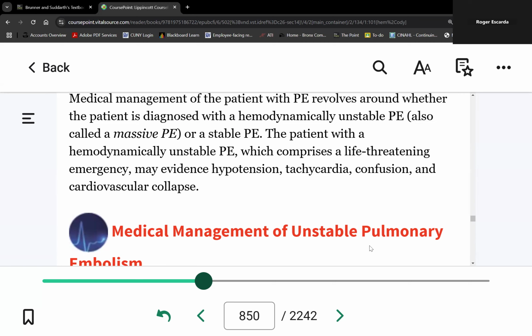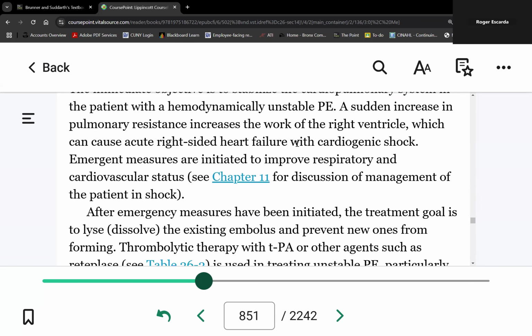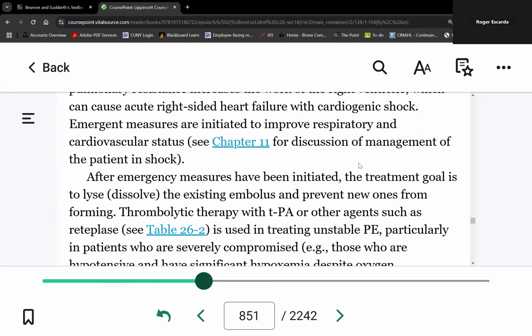That's the submassive, right? Massive PE. Okay, massive PE. Hemodynamically unstable PE. So again, life-threatening emergency. Hypotension, meaning obstructive shock, severe tachycardia, confusion, then again, cardiac arrest. So here's the management I already mentioned. Please read. Okay, the patient will go into cardiac arrest, cardiogenic shock, and obstructive shock at the same time.